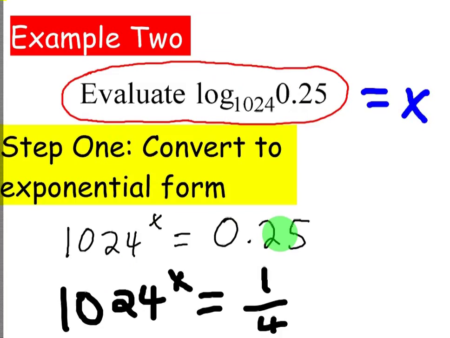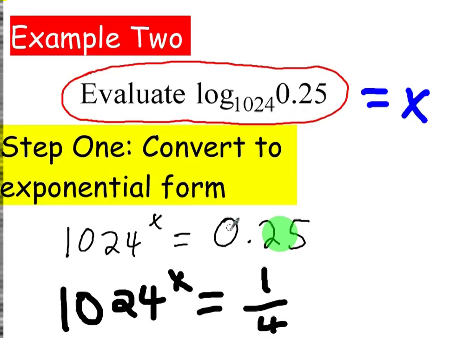I'll give you a hint. There's two different ones that work for this one, for a common base. 4 or 2, good. You can write the right side as 4 to the negative 1. The left side, I think it's 4 to the 5th.